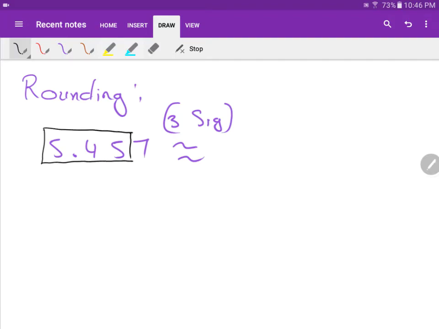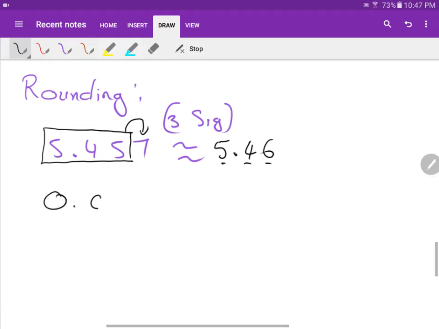But before you write 5.45, you have to look at this number here. See, because this one is greater than 5, so much closer to 1 whole, you add 1 to this. So that means 5.46. Okay. See, 1, 2, 3. 3 significant figures. All right.